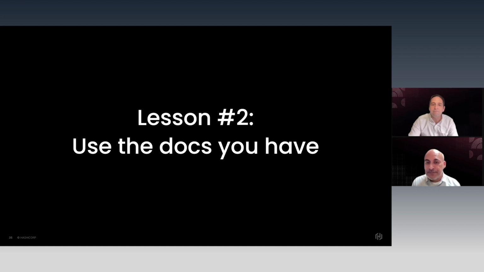Lesson number 2, use the docs you have. At the beginning of the project, we were eager to move fast and break things so we could really make big impact changes. But the combination of the usability study and discussions around redesigning the IA really highlighted the fact that our existing docs were extremely valuable in terms of getting insights about how people tend to use the docs. This shouldn't be surprising. Of course, we learn more about our existing docs by studying them and discussing them instead of making up new ones.